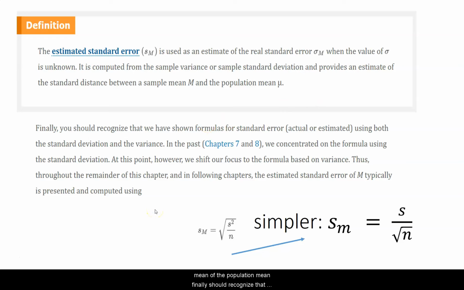Finally, you should recognize that we have shown formulas for standard error using both the standard deviation and the variance. We concentrated on the formula using the standard deviation. At this point, we shift our focus to the formula based on variance. And really, I don't do that. I have to acknowledge what your text says here, but I will always stick to this formula. This one's equivalent. If you were ever given the variance, you could just plug this in, but I strongly prefer this one. I really do. So anyway, it's a fine distinction, but when we're in the first vestiges of learning, I like to take the simplest formula that we can possibly render.